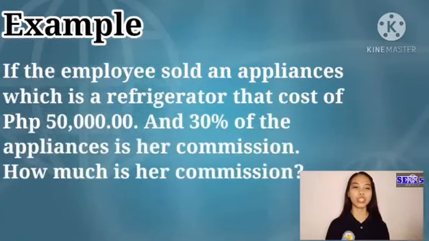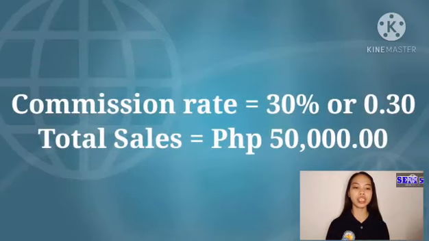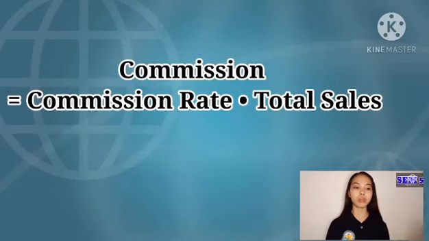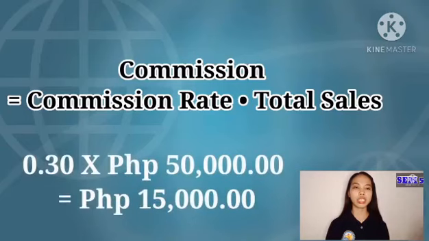For example, if the employee sold an appliance, a refrigerator that costs 50,000 pesos, and 30% of the appliance is her commission, how much is her commission? Our commission rate is 30%, or 0.30 in decimal, and the total sales is 50,000 pesos. To solve the commission, we multiply the commission rate by the total sales. So, 0.30 times 50,000 pesos equals 15,000.